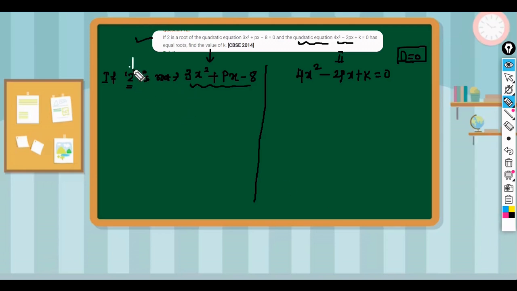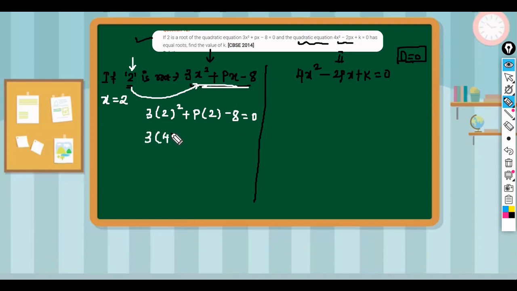So how to deal with this? Very simple. If 2 is the root of this equation, then you need to put 2 wherever there is x here. Wherever there is x, put x equal to 2. What is the meaning of 2 is a root of this equation? The 2 should satisfy this equation. So let's put and see what will happen. 3 into 2 square plus p into 2 minus 8 equal to 0. Correct?